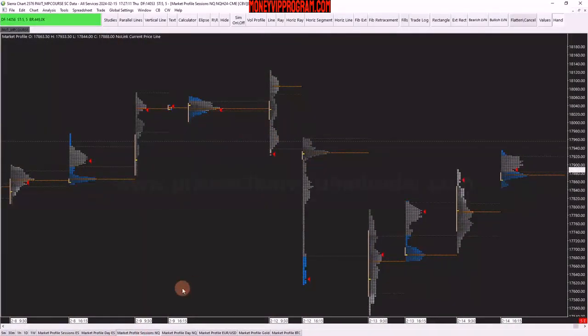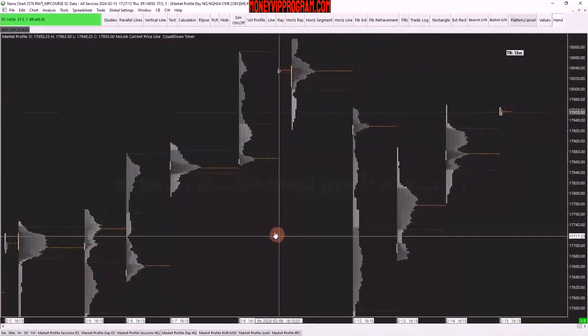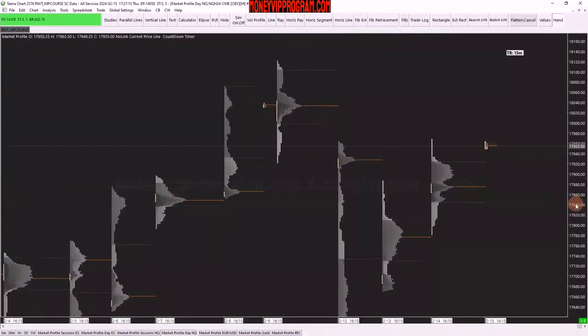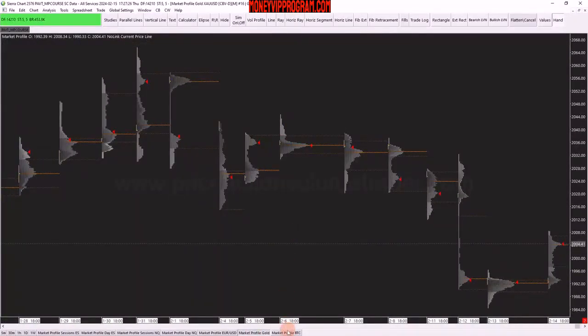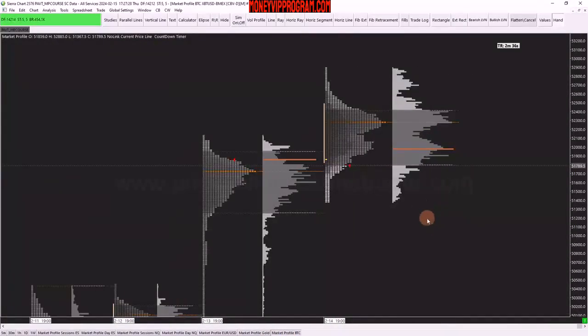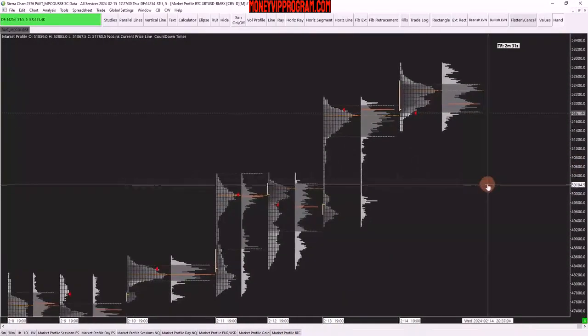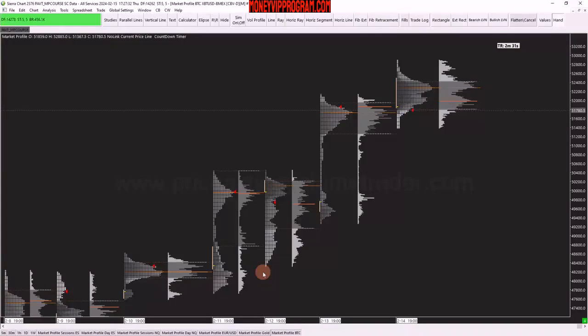Then I have a session split profile for NASDAQ, a whole day profile for NASDAQ, and then I've got a daily market profile for Euro US dollar, a daily market profile for gold, and a daily market profile for Bitcoin. But again, this is all customizable.